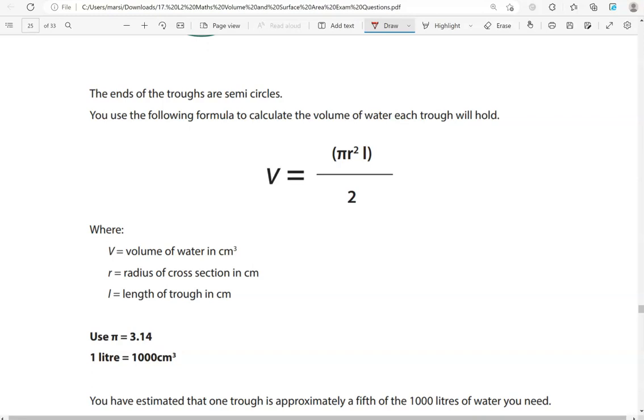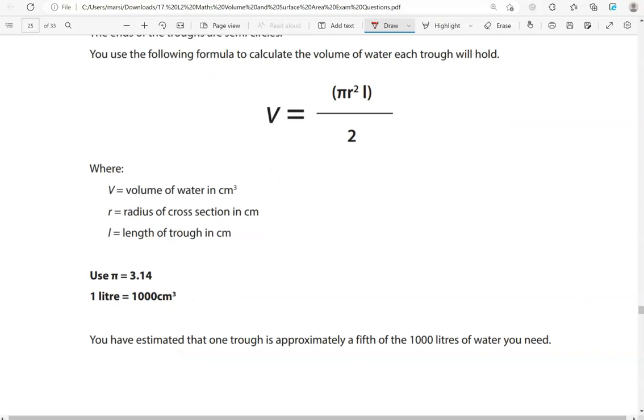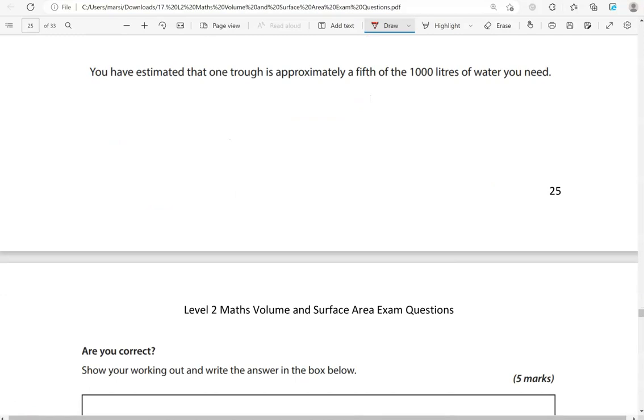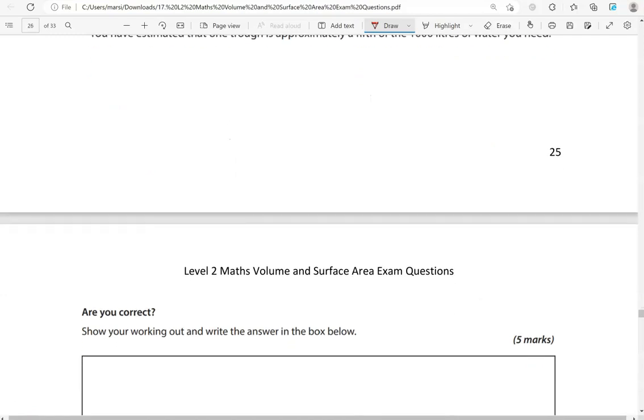You have estimated that one trough is approximately a fifth of the 1000 liters of water you need. Are you correct? Show your working out and write the answer in the box below.